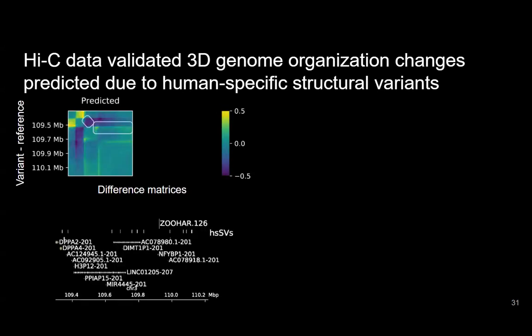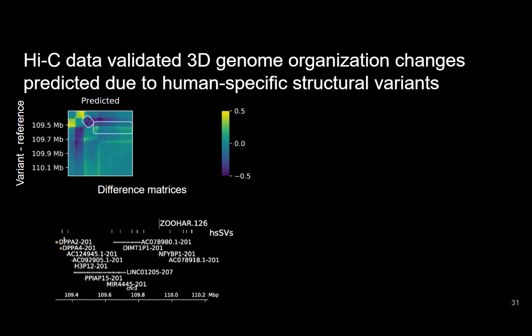And so the Hi-C data validated 3D genome organization changes that were predicted due to human-specific structural variants. Basically, we were able to predict the impact using the human-specific structural variant and then go to the chimp data and see whether that matched our predictions, which suggests that those structural variants are what's causing the change. And so here in this locus, here is the predicted change.